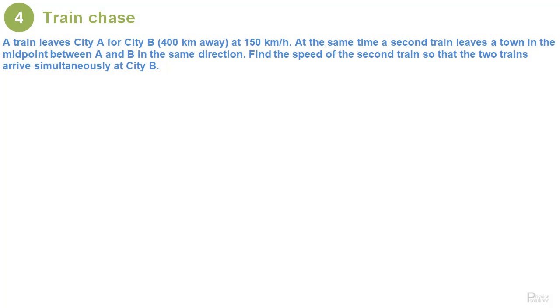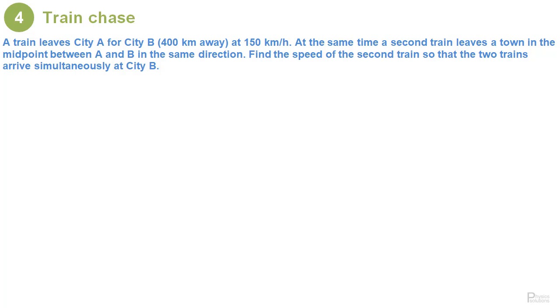A train leaves city A for city B, 400 kilometers away, at 150 kilometers per hour. At the same time, a second train leaves a town in the midpoint between A and B in the same direction. Find the speed of the second train so that the two trains arrive simultaneously at city B.